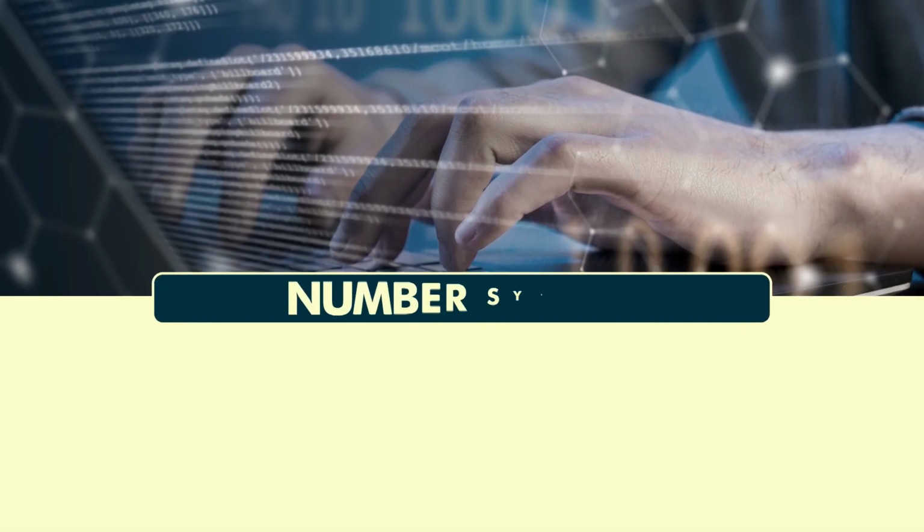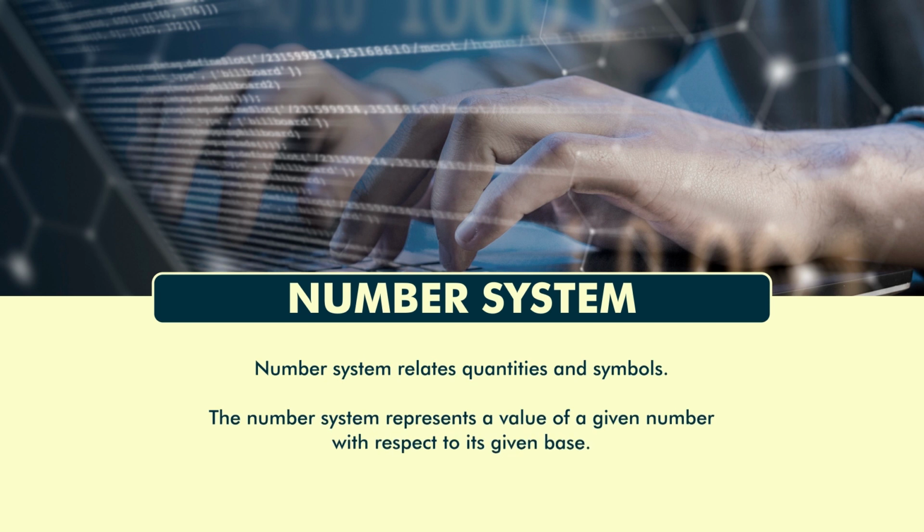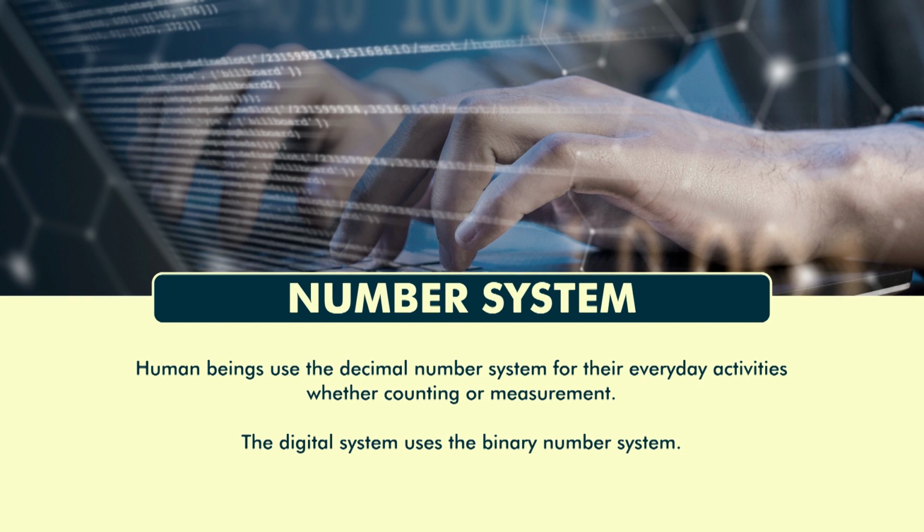Then we come to the number system. The next topic is the number system. A number system relates quantities and symbols. The number system represents the value of a given number with respect to its given base. Human beings use the decimal number system for their everyday activities, whether counting or measurement. The digital system uses the binary number system.